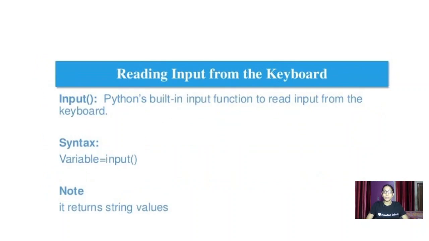Now, reading input from the keyboard. It is just a syntax where you write a variable to get an input, and it will return some string value. What happens in the input prompt is that the function first takes the input from the user and then evaluates the expression, which means Python automatically identifies whether the user entered a string, a number, or a list.